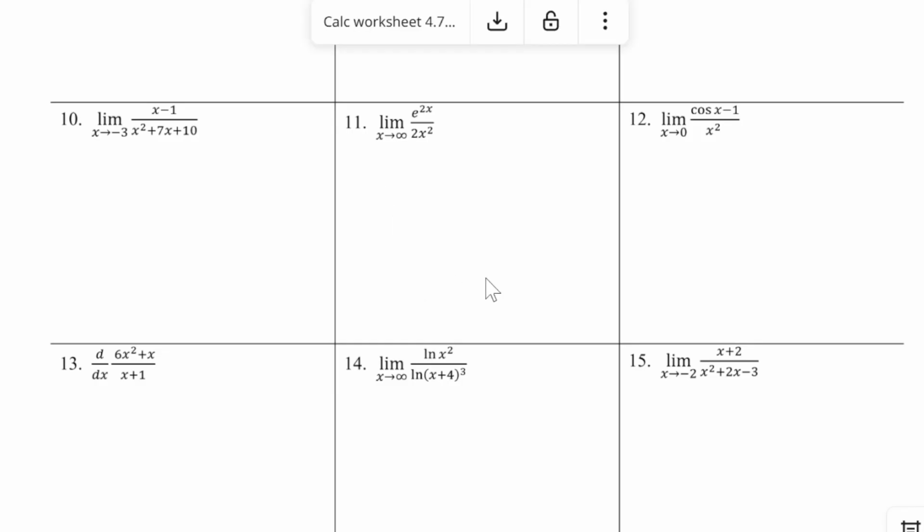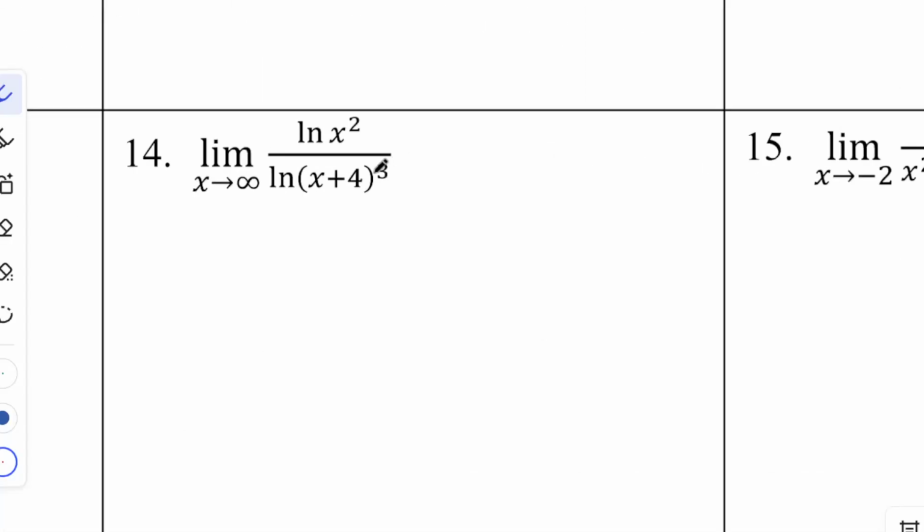So I'll do number 14. If I plug in infinity, I get infinity over infinity. All of them are passing that test where I just check if it's top and bottom or 0 infinity. Like I said, it's just once in a while that the problem won't have that.